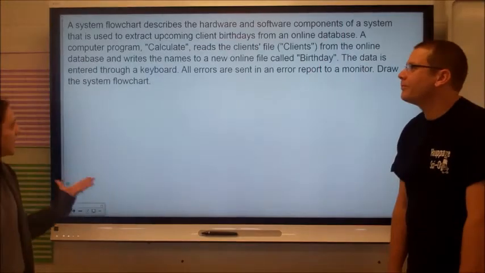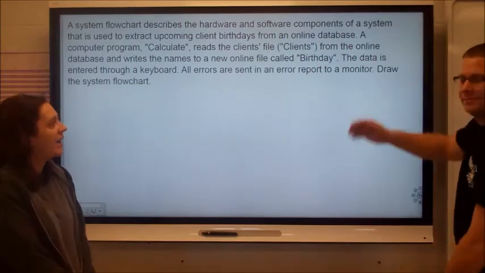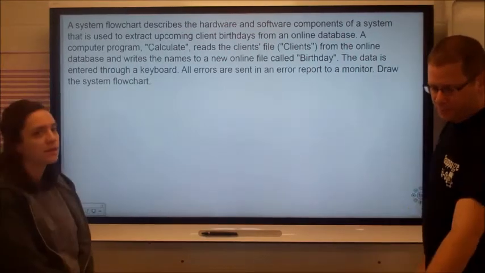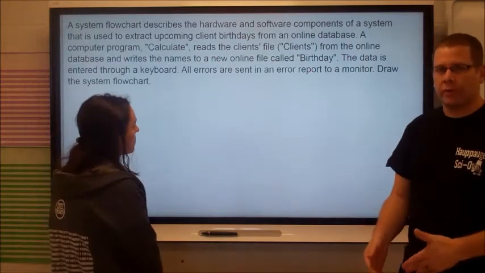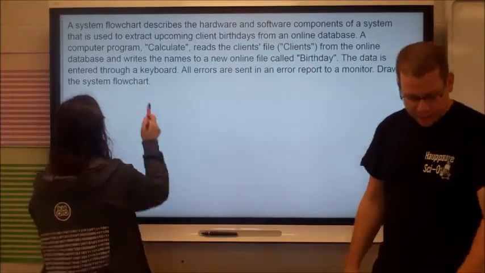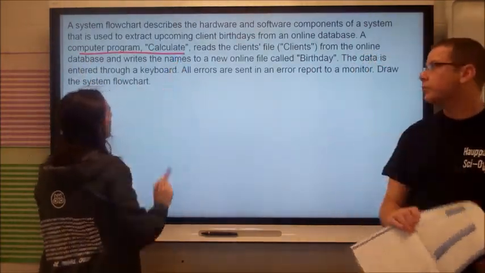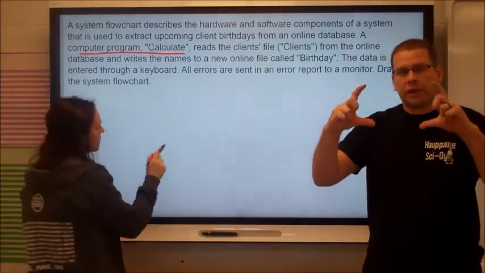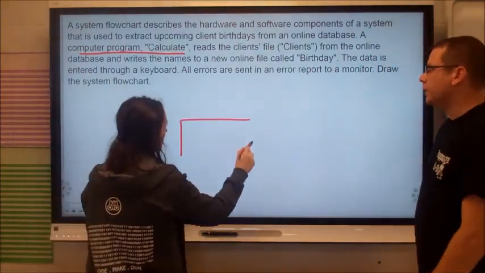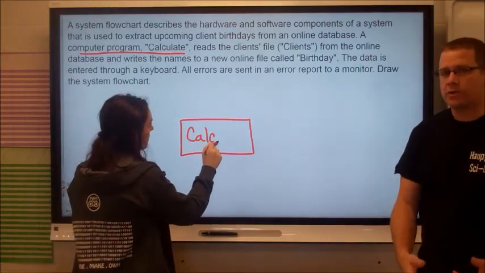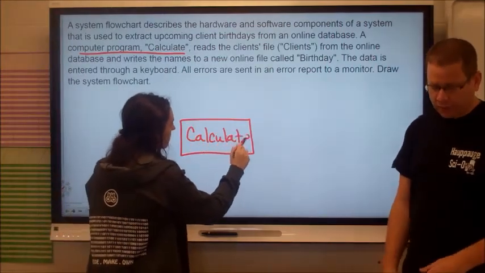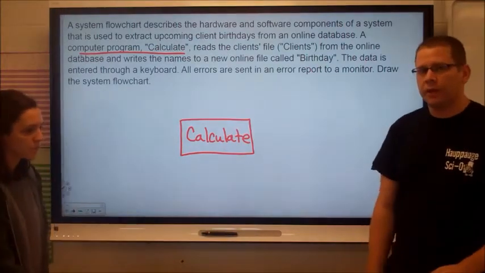All right, so now we have our question written out here, and we are going to try to draw this system flowchart. So you should start with the computer program first, put it in the center. It's an action. I've got my book out here. So it's an action, so it's going to be the square box right in the center. Now inside that square box, we're going to write the word calculate, because that is the action or process that the computer is going to actually do.